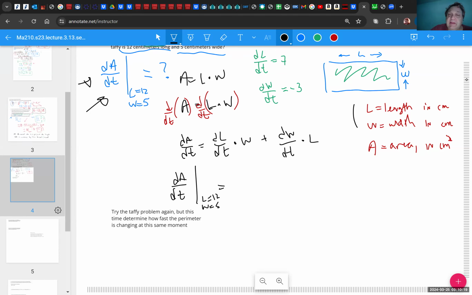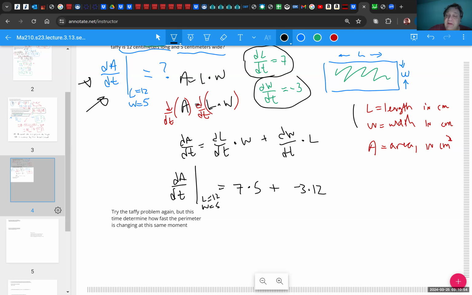So it starts off with dL/dt, but fortunately, remember, we already wrote down what dL/dt is, it's 7. The width is 5. dW/dt is -3. And L is 12. And that's how you do it. You set up the problem by reading the words and writing them down in terms of mathematical information. You find the equation that you are looking for to differentiate. You differentiate with respect to the correct variable, in this case t. Then you plug in all the numbers and you're done.